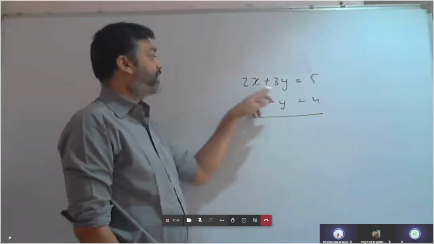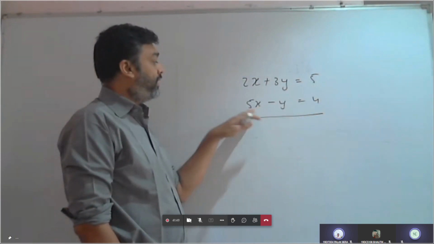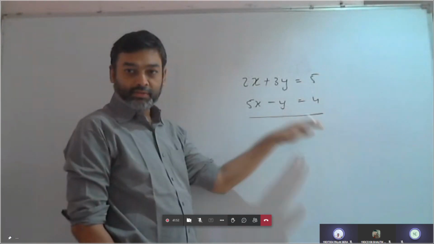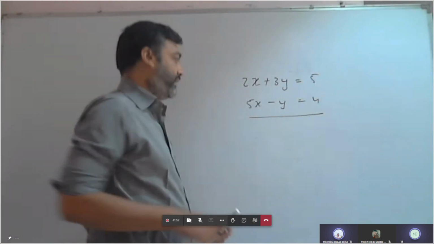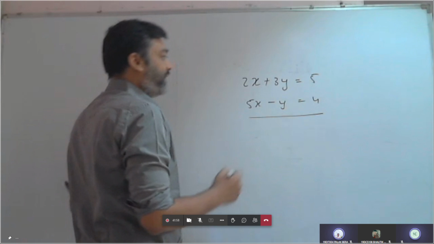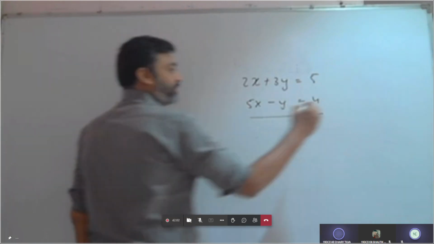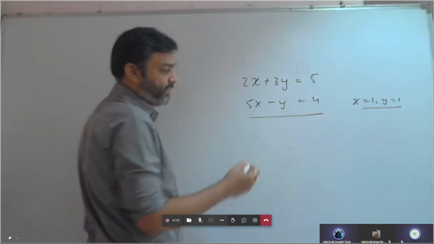Can anybody answer this question? 2x plus 3y equal to 5 and 5x minus y equal to 4. So what is the answer to this question? Yes, x equal to 1, y equal to 1. Yes, x is 1, y is 1, right? So the simple logic is x is 1, y is 1. Now the methods you may know, right?